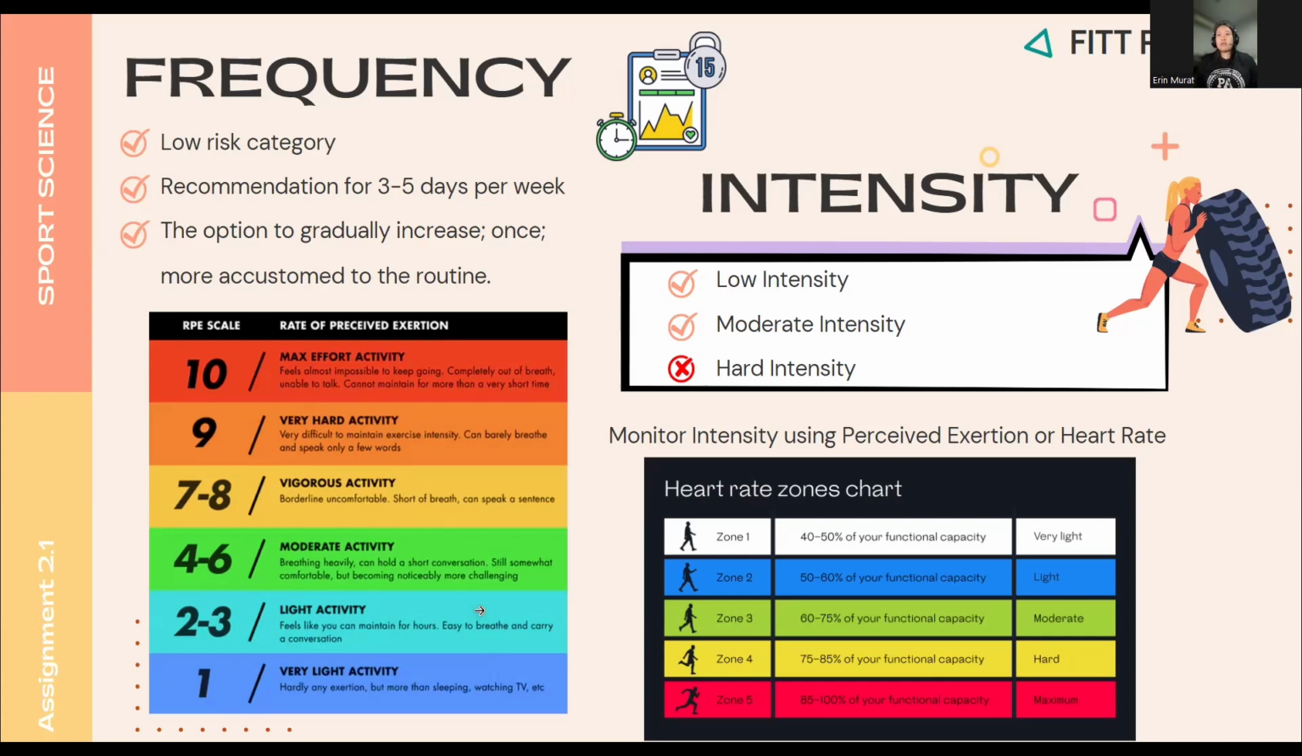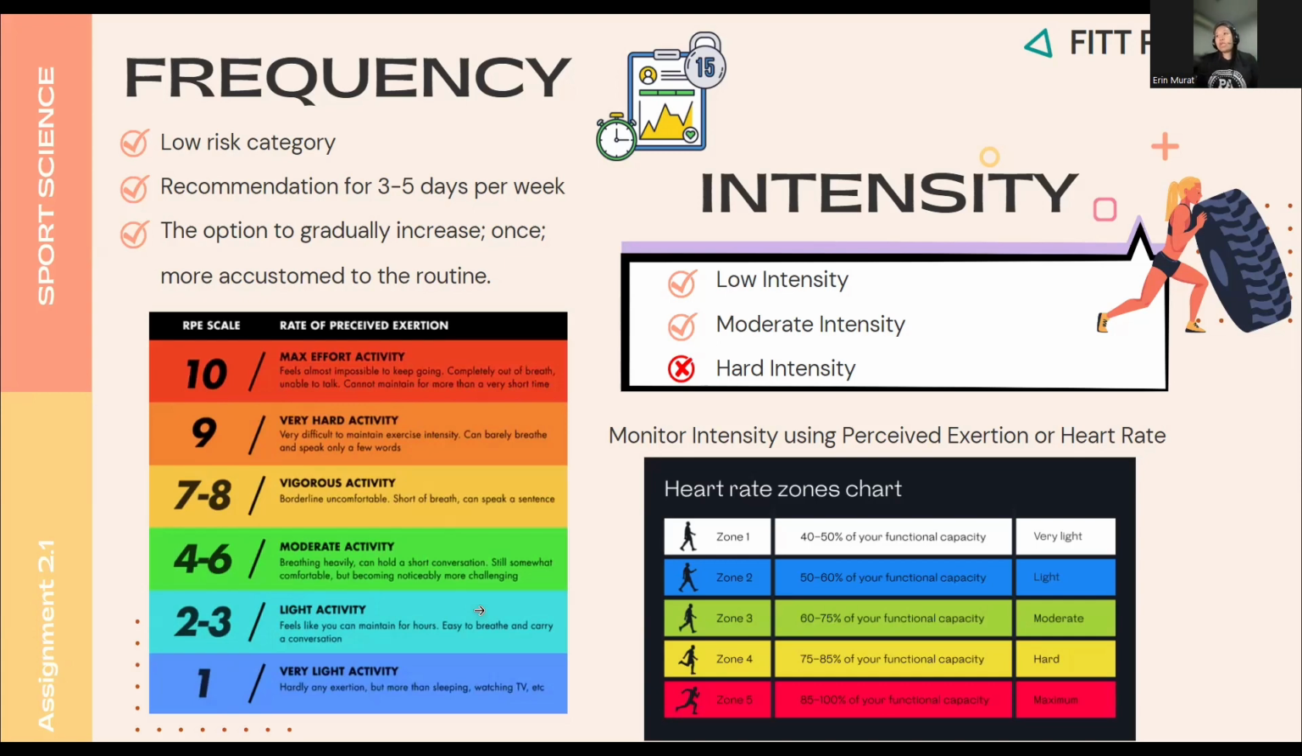A 9 RPE scale is a very hard activity, very difficult to maintain the exercise intensity, and barely able to breathe or speak a few words. And the last one, the maximum, is a 10 scale. Max effort activity feels almost impossible to keep going, completely out of breath and unable to talk, and the person may not maintain it for more than a very short time.